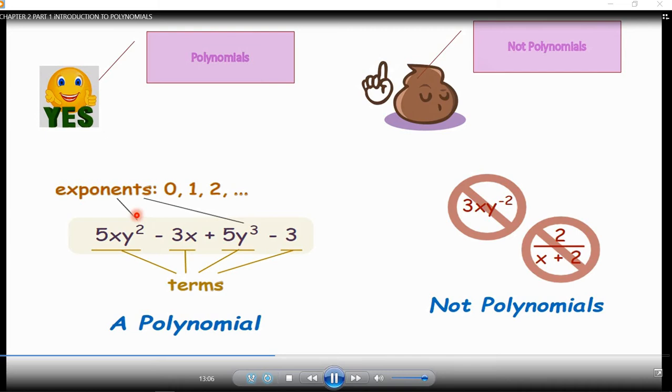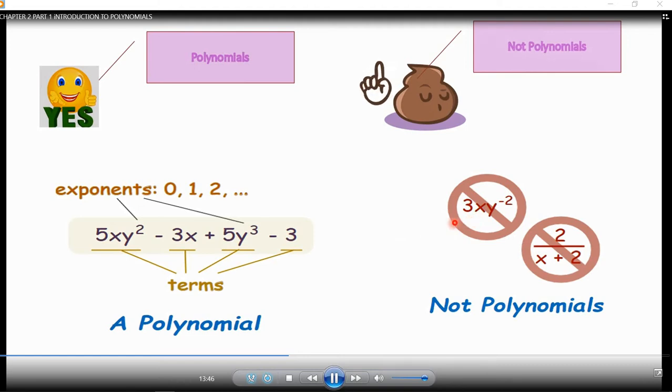But now the crucial concept lies in that the exponents should be non-negative and the variable cannot be in division. The variable cannot be in the denominator, in the division. And the exponent can never be negative. The exponent cannot be even a fraction. So let us understand it one by one using examples.